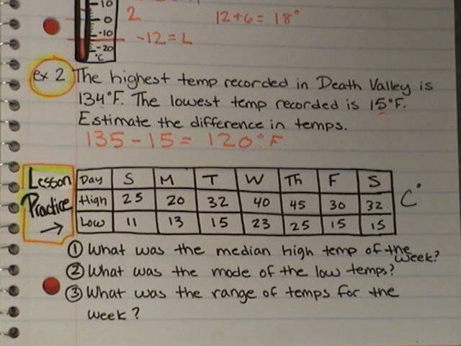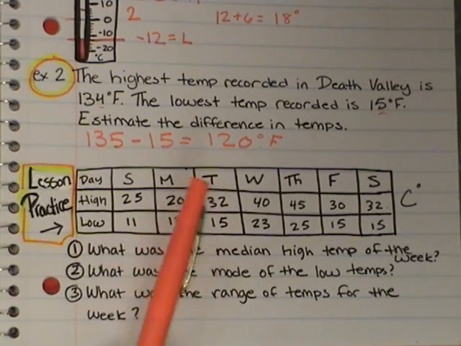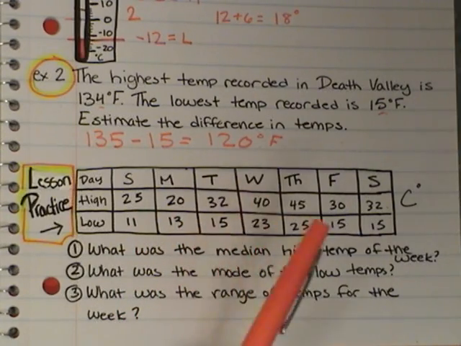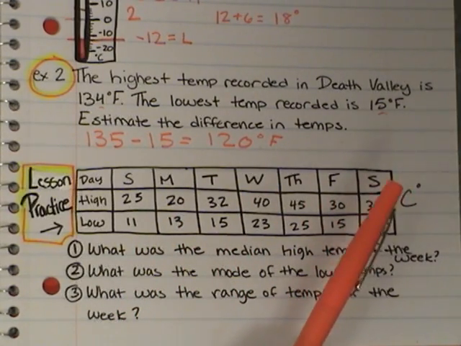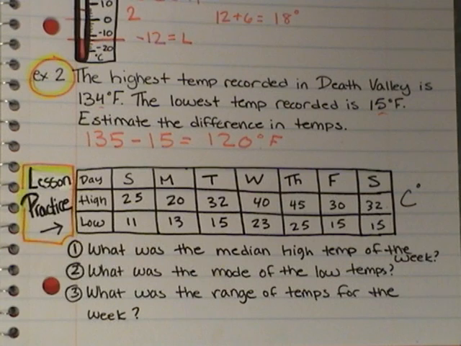So basically, let's say that Josh recorded the daily high and low temperatures in a desert for a week on the table below. So Sunday, he recorded the high, which was 25, and then he recorded the low, which was 11. Monday, he did the same thing. Tuesday, Wednesday, Thursday, Friday, and Saturday. Okay, so what you're trying to do is look at this chart and find the answers to these questions.